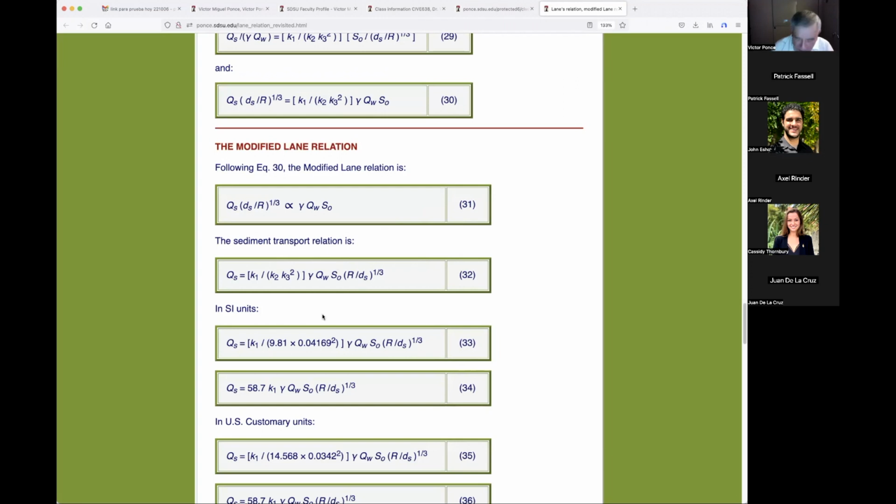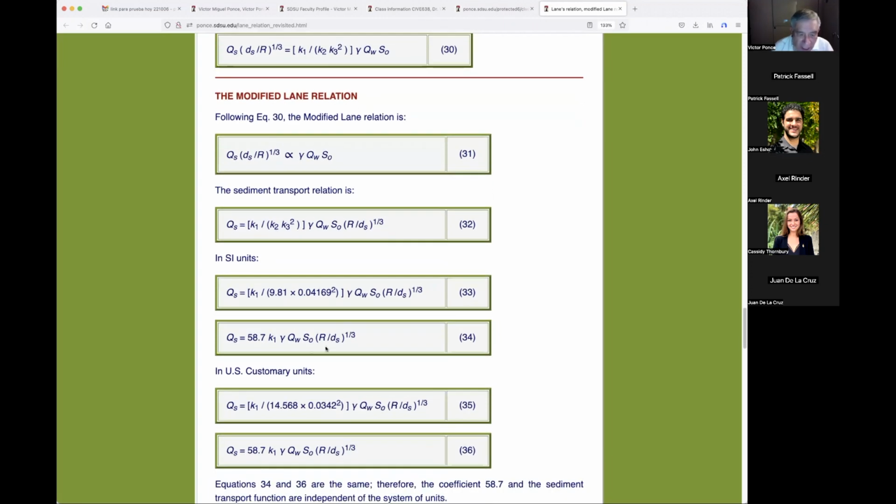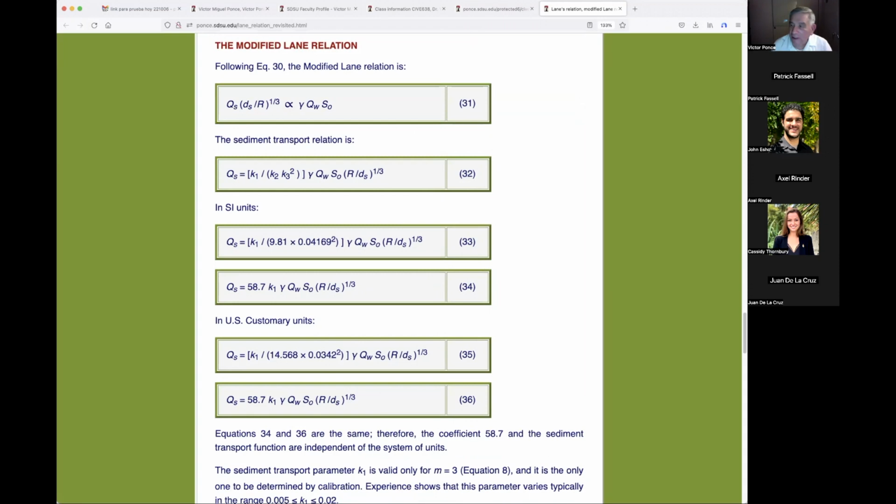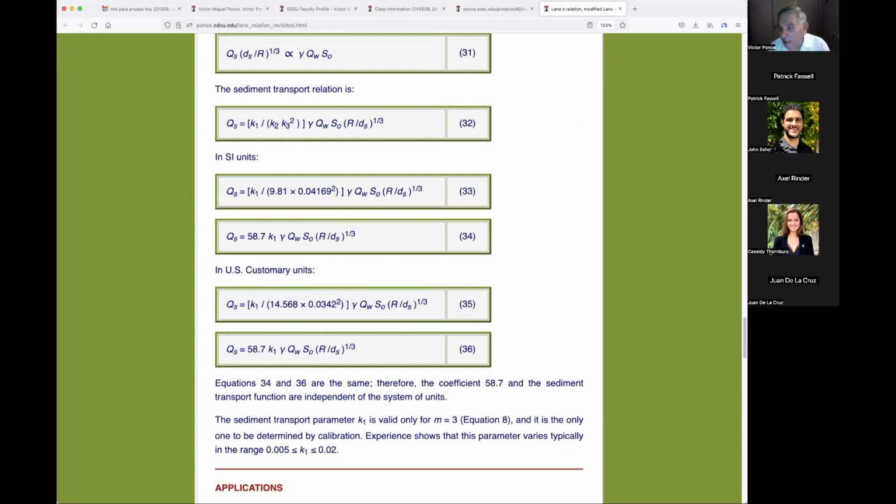In SI units, we get 58.7 times this equation. In US customary units, lo and behold, we also get 58.7. So I spend a lot of time thinking about why 58.7. Because this number is a magic number. It shows up in English and in SI. SI and American US customary is the same number. So there must be some magic to this number that, to be honest with you, I don't know.